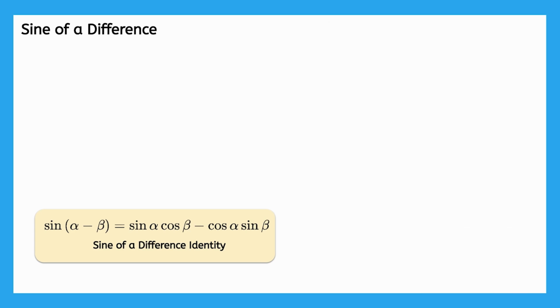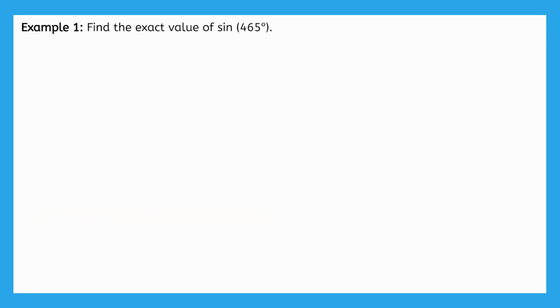Let's apply these new identities to the following example. Let's find the exact value of sine of 465 degrees. Give it a try on your own. Make sure to have your unit circle and your identities with you. Pause the video now.